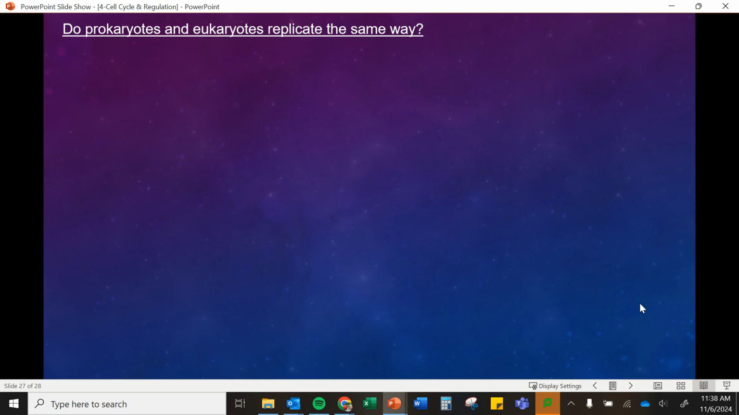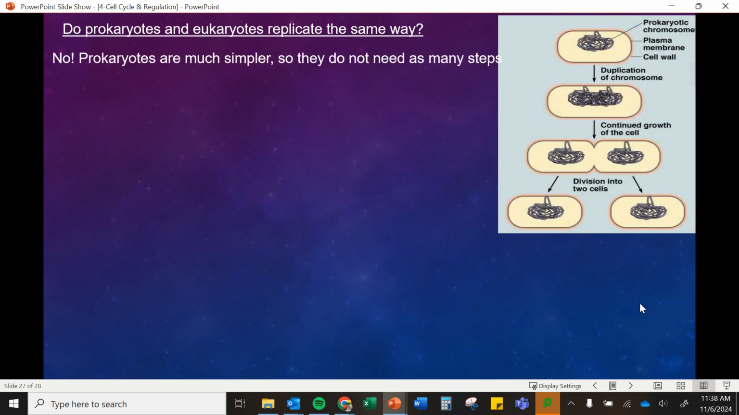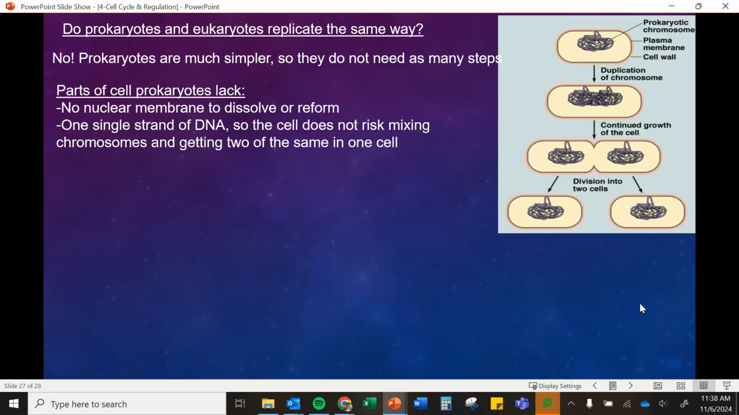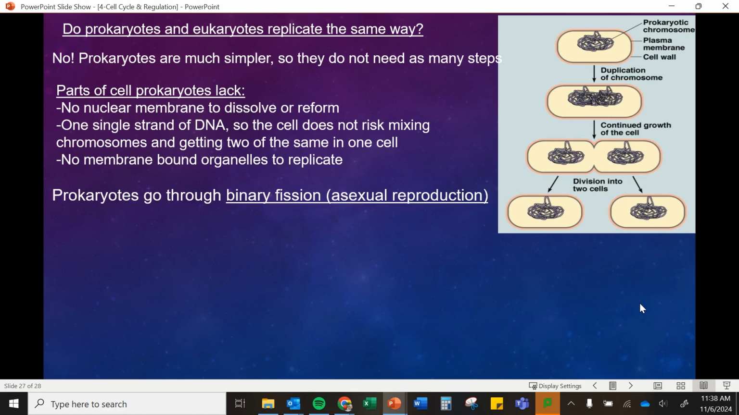Okay, most of the time we're talking about eukaryotes. Prokaryotes have a similar process, but it's much simpler because they don't have as much going on. They don't have a nuclear membrane to dissolve. There's only one strand of DNA. They don't have to worry about having everything lined up properly to separate as well, and they don't have organelles to replicate as well. This process for asexual reproduction purposes is pretty much the same as mitosis, but it has the word binary fission, and it's what we use to describe a single cell organism that's reproducing.